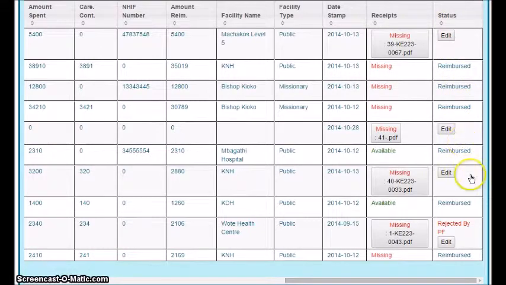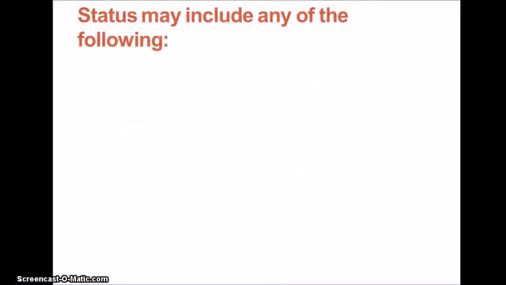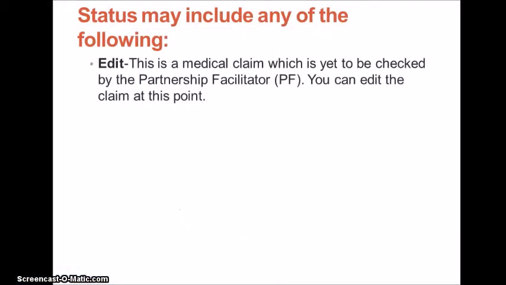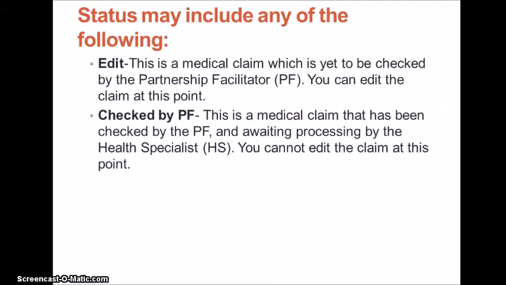As you can see, status may include any of the following. Edit. This is a medical claim which is yet to be checked by the partnership facilitator, also abbreviated as PF. You can edit the claim at this point. Checked by PF. This is a medical claim that has been checked by the PF and awaiting processing by the health specialist, also abbreviated as HS. You cannot edit the claim at this point.